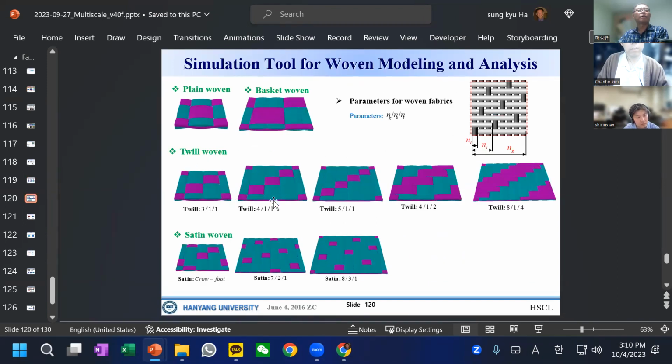So we do have computer modeling skills. This is just one example. Again, this can be modeled in Abaqus using Python.